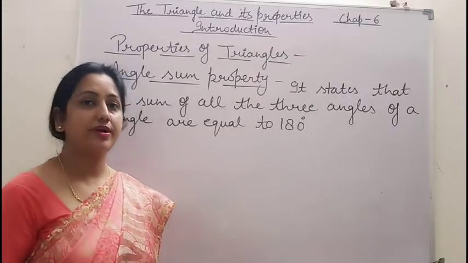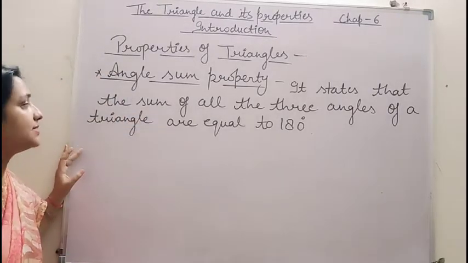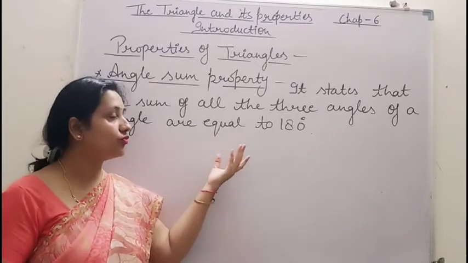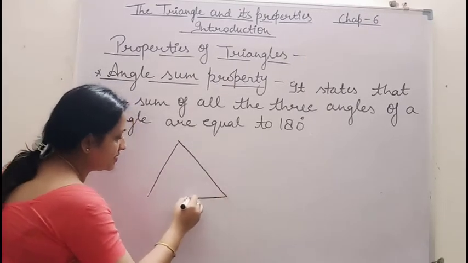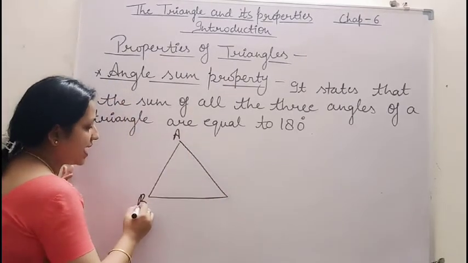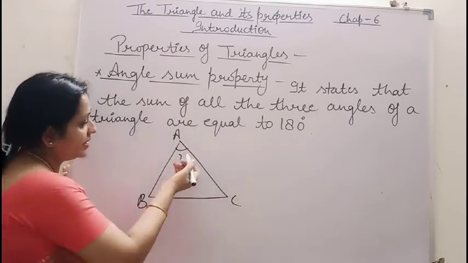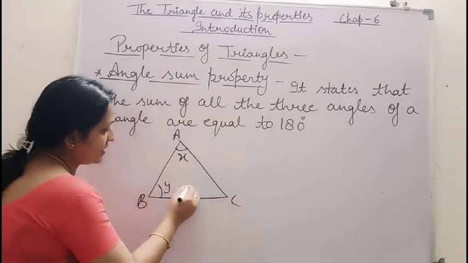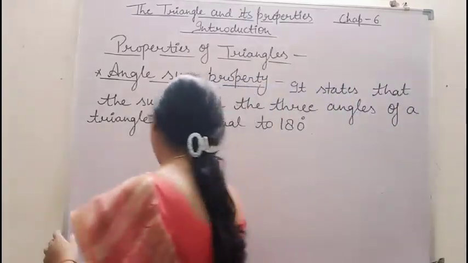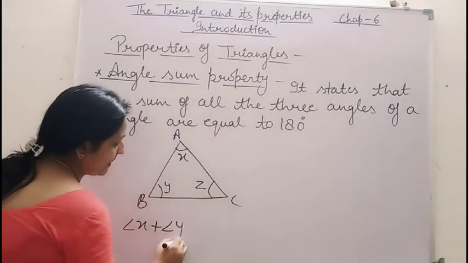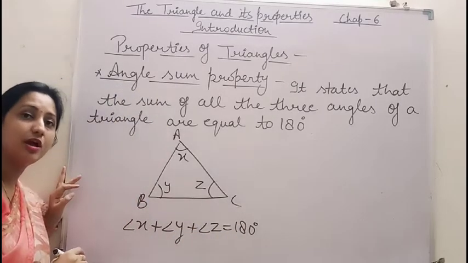Now move to the next property, the angle sum property. It states that the sum of all three angles of a triangle is equal to 180 degrees. So we know that in a triangle there are three angles, and these three angles always add up to 180 degrees. Now give them names x, y and z. So according to the angle sum property, angle x plus angle y plus angle z is equal to 180 degrees. This is your angle sum property.